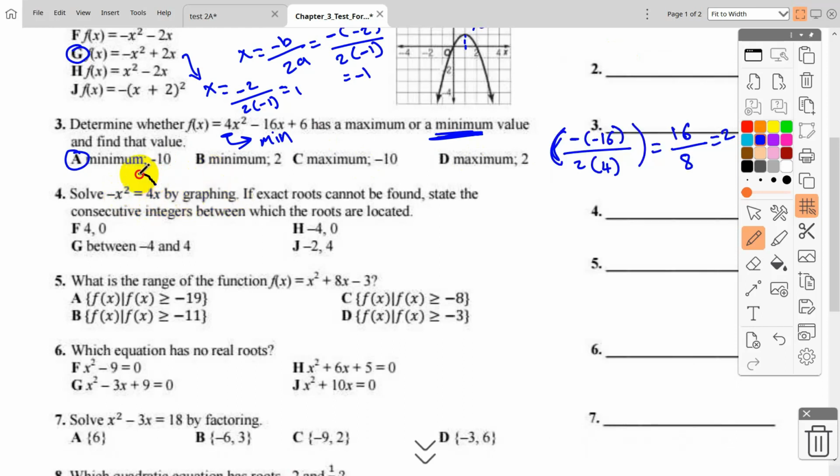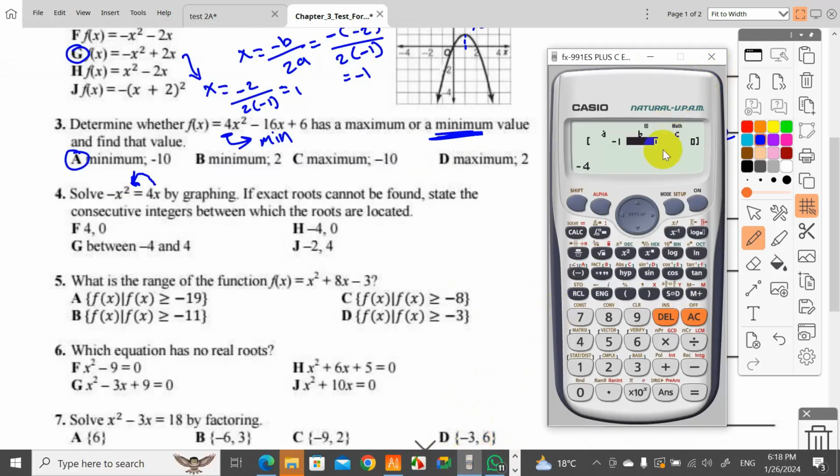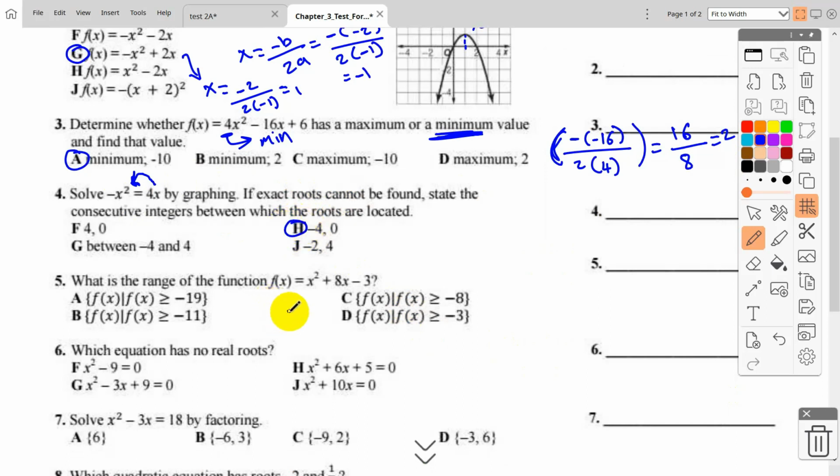So this will cross the bridge with the opposite sign. It will be minus 4, minus 4x. So the second number will be negative 4. And the third number is the constant number. We don't have any constant number here, so it will be equal to 0. Press equal. So our roots will be negative 4 and 0. The correct answer will be letter H.